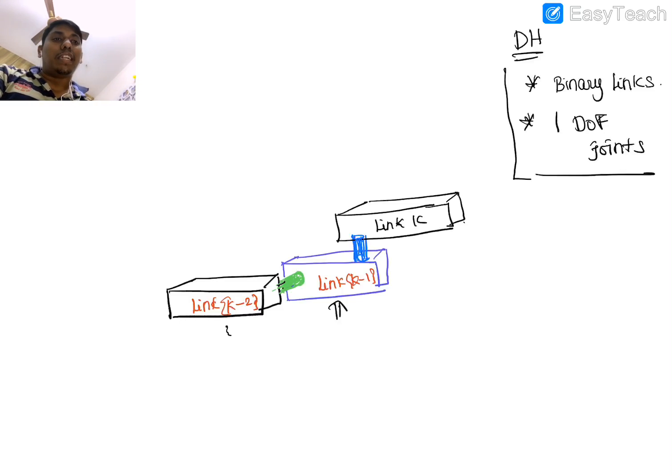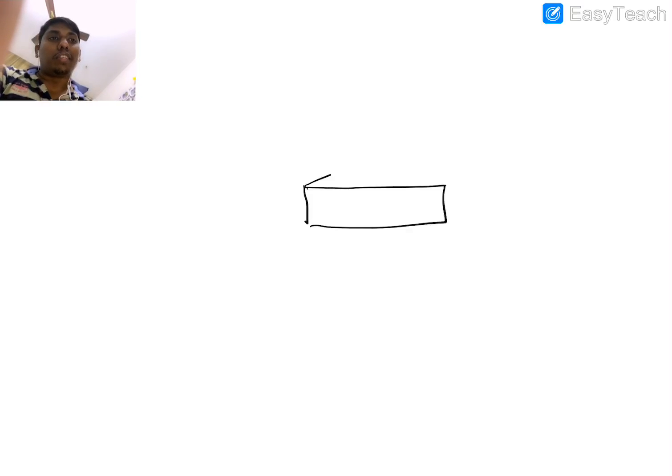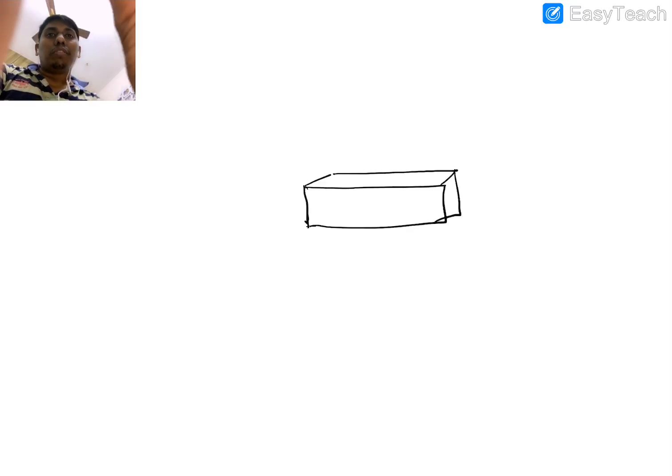Now this is my interest: I just take a random link, which I call k-1. This is one joint, and this is another joint.